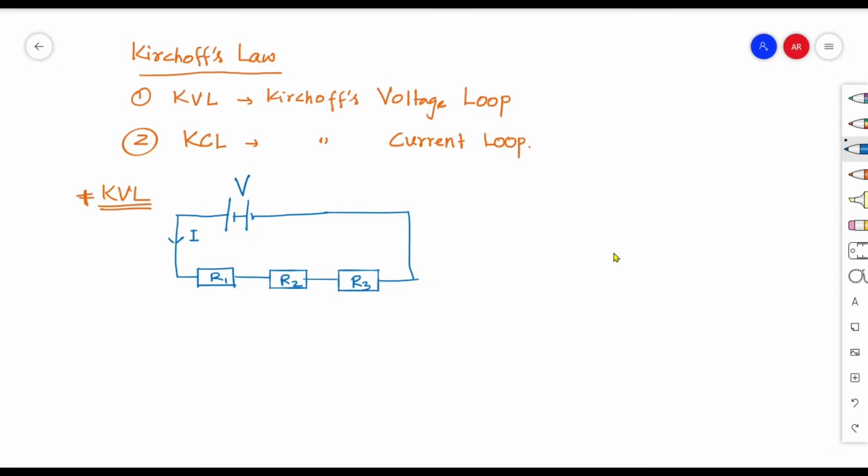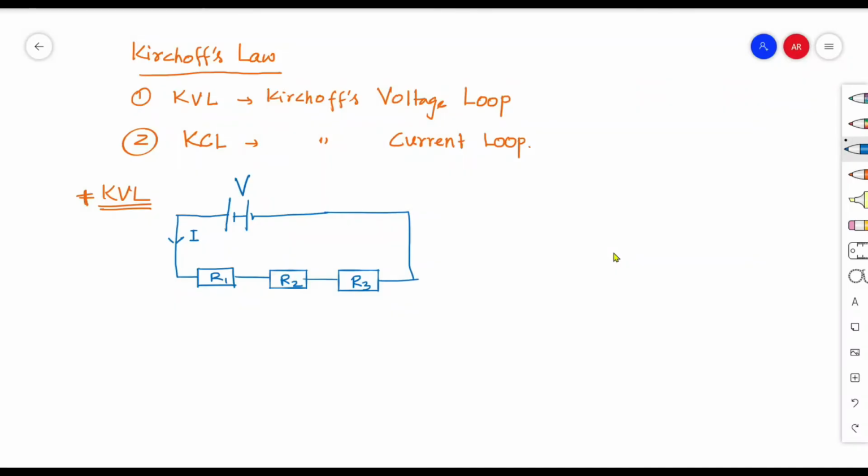Today we are going to discuss Kirchhoff's laws based on DC electricity, how Kirchhoff's laws are applicable and what the law actually is. That is what we are going to study.